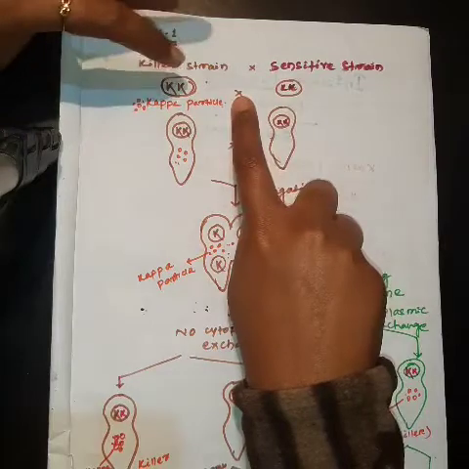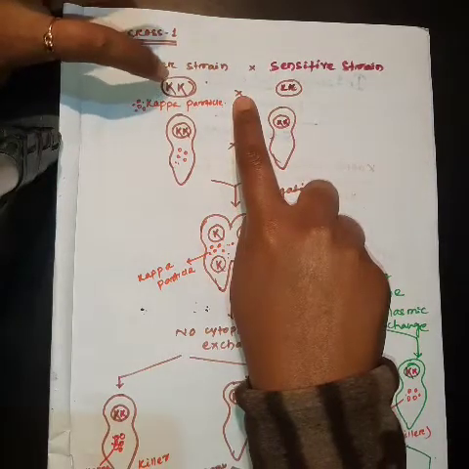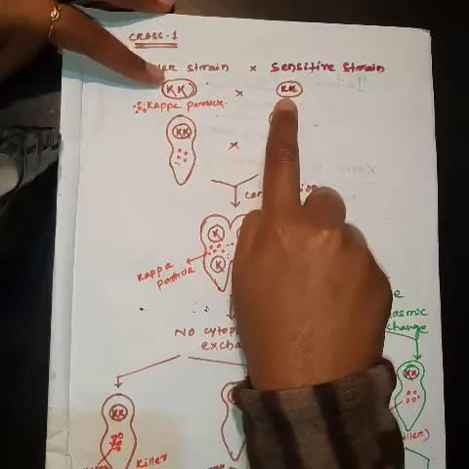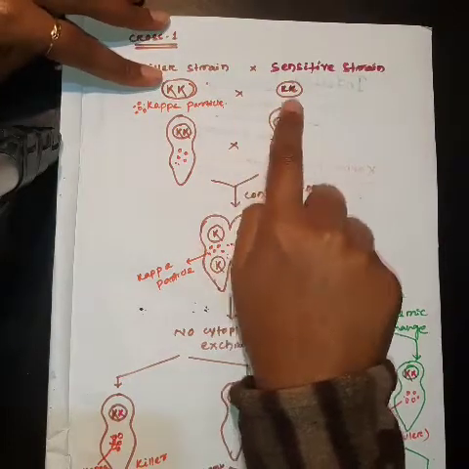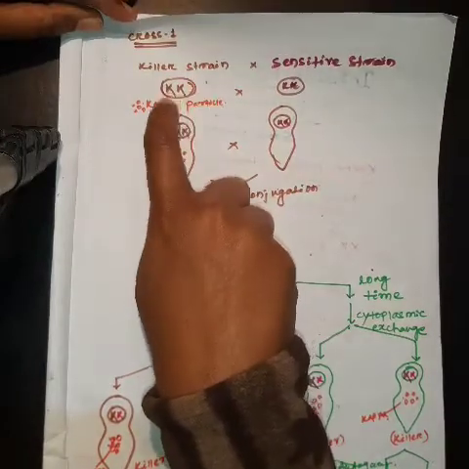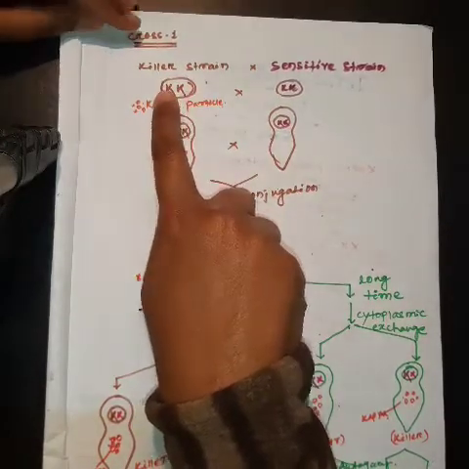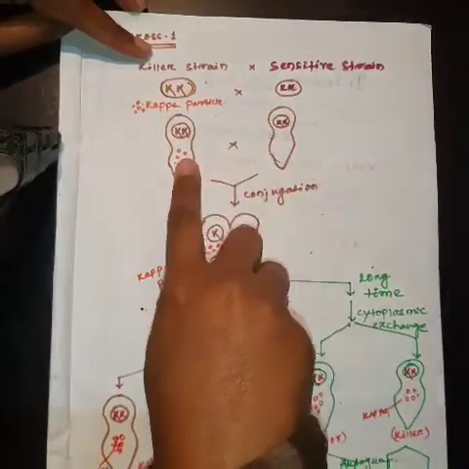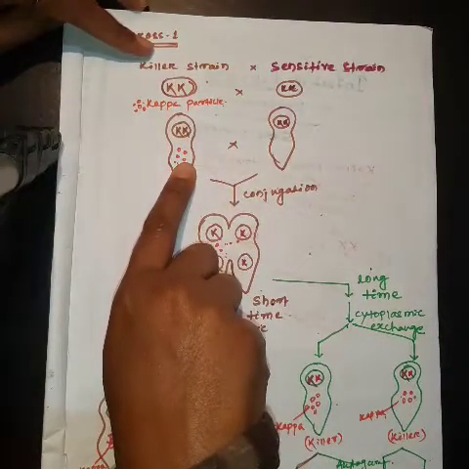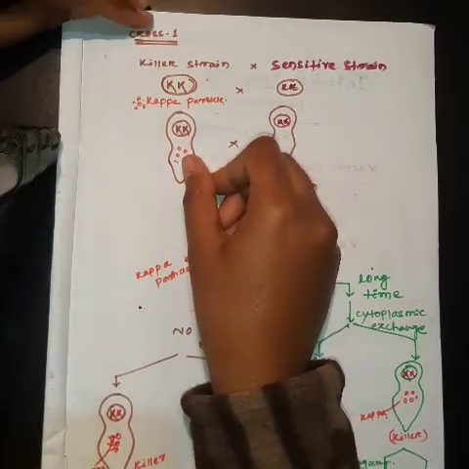So here I am putting, in brown sketch, capital K, and in pink, small k, so you can distinguish better. Capital K, as it is the killer strain, one copy is sufficient to produce the kappa particle. Here the Paramecium produces the kappa particle, which is present in the cytoplasm. Remember the cytoplasm.